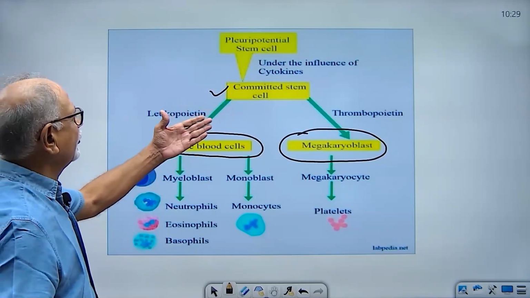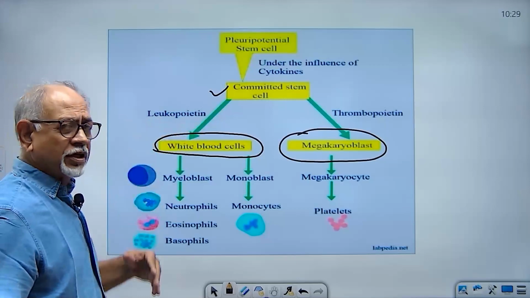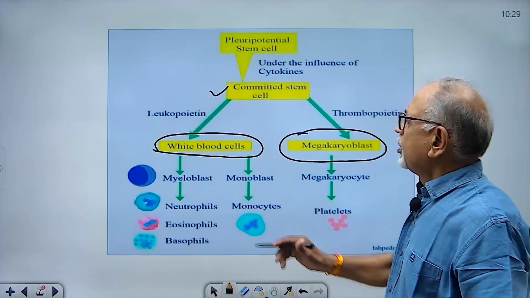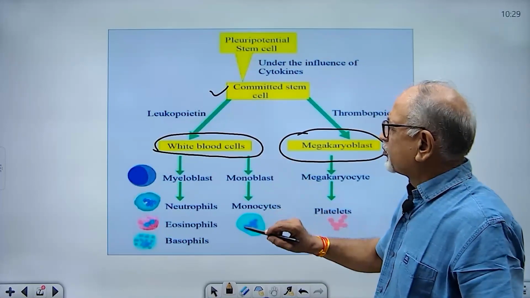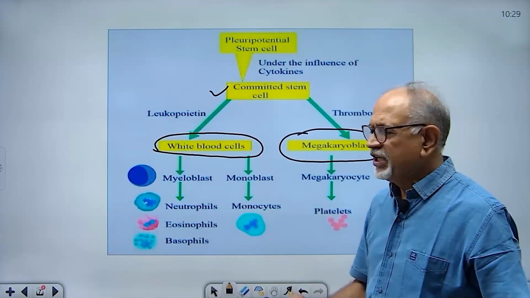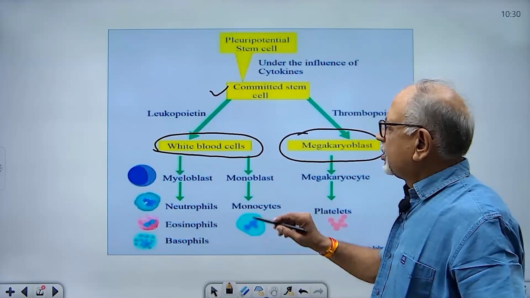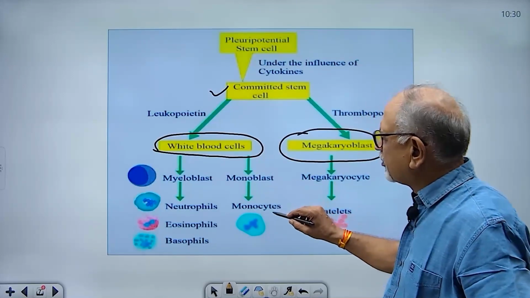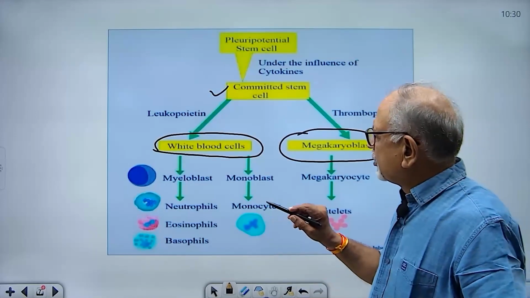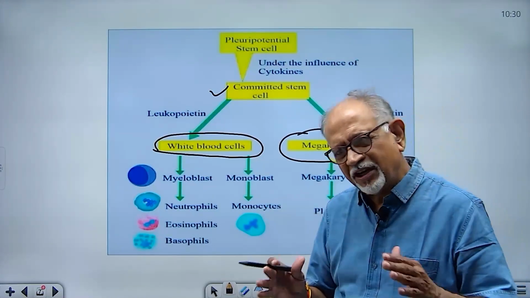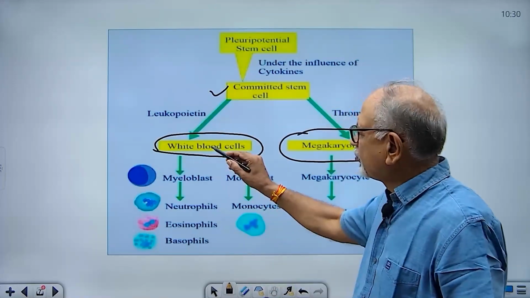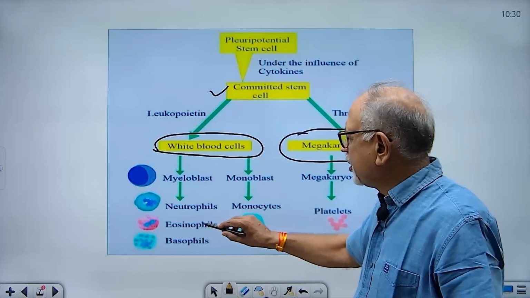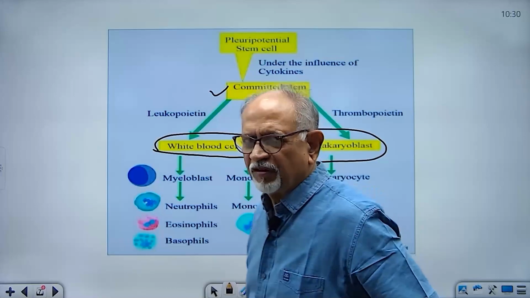Under the influence of leucopoietin, a hormone which stimulates the production of WBCs, white blood cells are produced in two series. CFUM, that is the monocyte series, produces monoblasts and monocytes. And CFUGM, that is the granulocyte monocyte series, produces myeloblasts, which further differentiate into neutrophils, eosinophils and basophils.